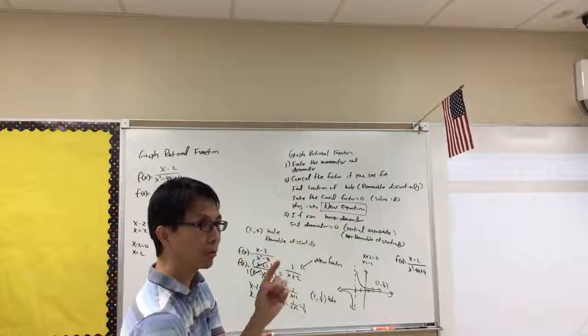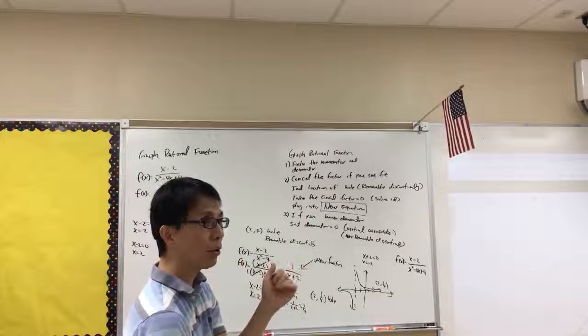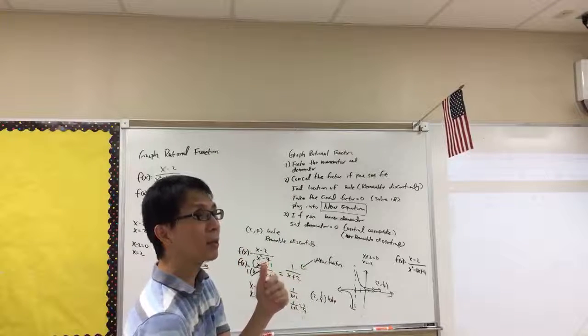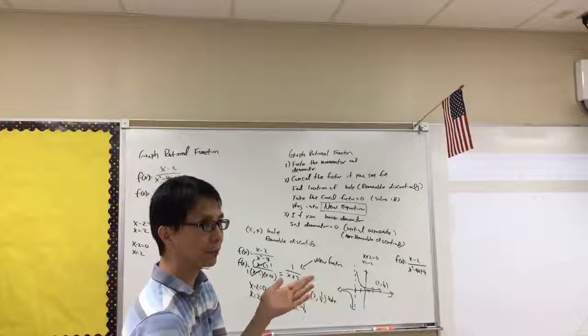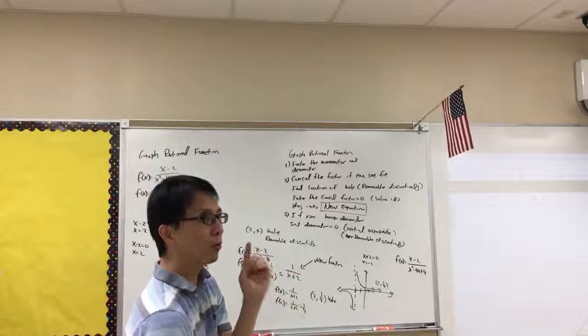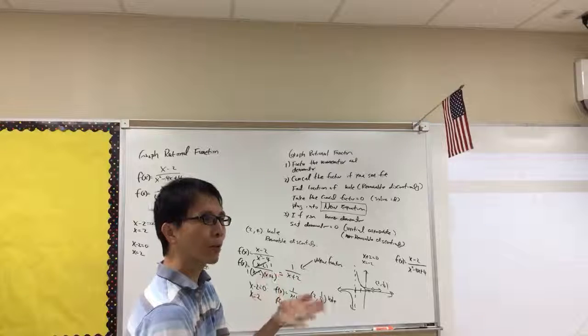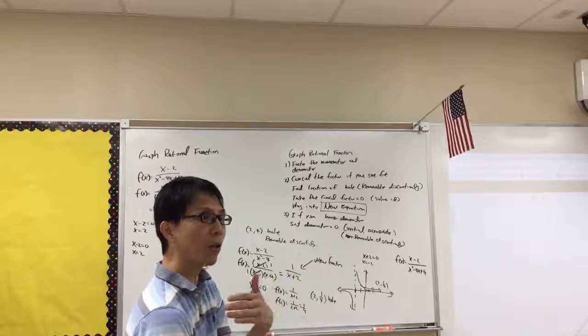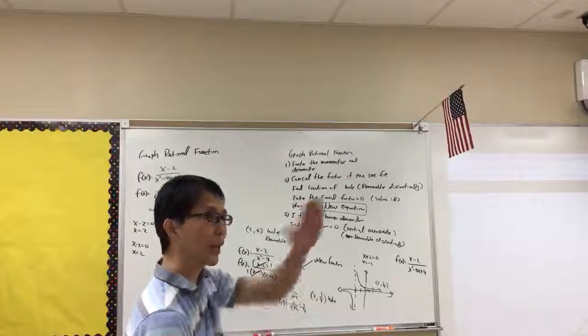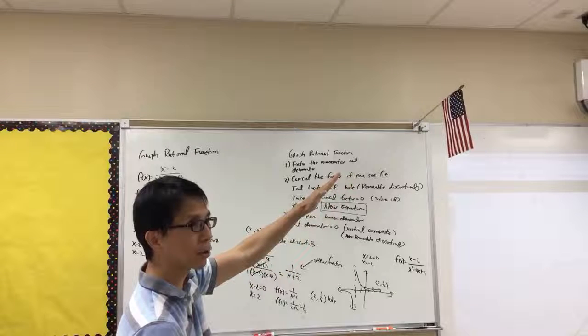Horizontal asymptote: sometimes you can touch the horizontal asymptote. And we're going to talk about why we can touch a horizontal asymptote. There's also the slant asymptote.